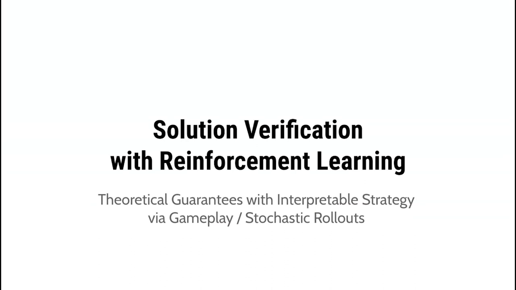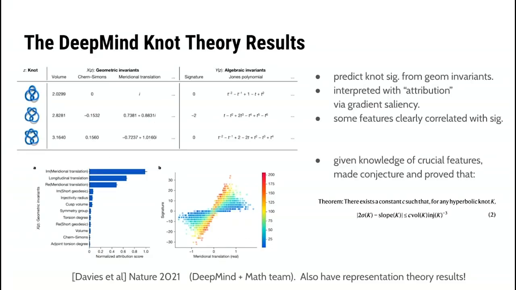Just to be sure, that last statement, was it a theorem or was it a conjecture? This is a theorem. And in particular, on my last slide, there's some extra definitions of some of the things here that I put in. And so there's a math paper that accompanies the DeepMind Nature paper. There are four different topological invariants that appear here, and there's this particular bound that relates them.